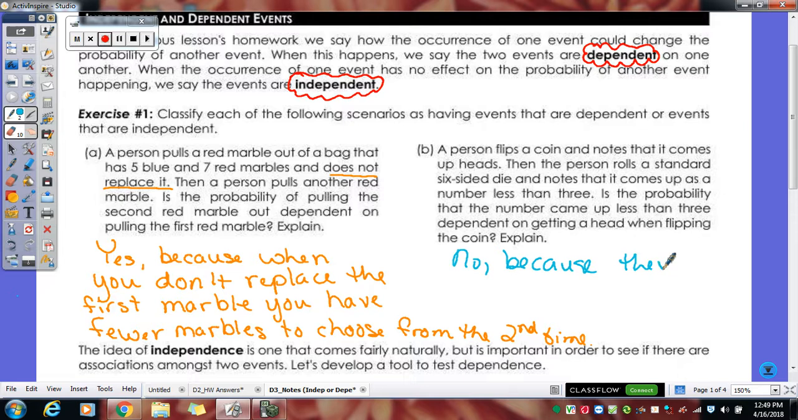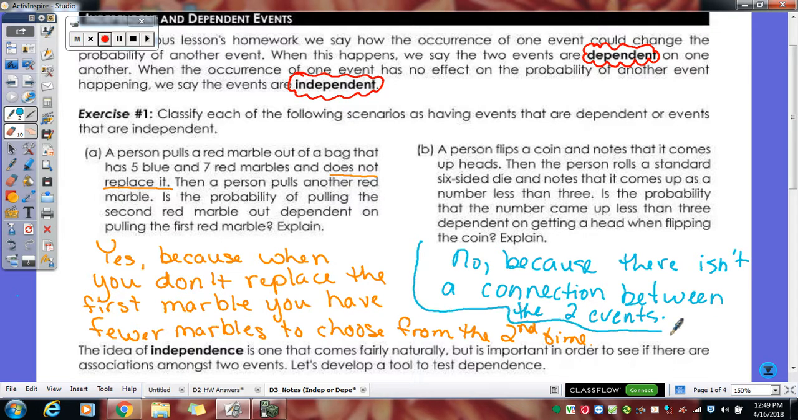No, because there isn't a connection between the two events. So there's no way flipping the coin is going to change what you could possibly get on the die when you roll it. So those are independent. One can happen and the other one can happen, no connection.